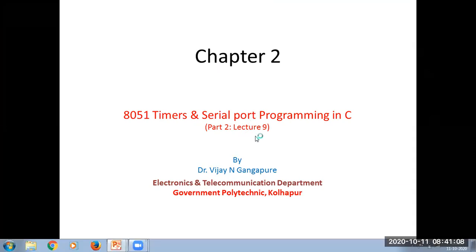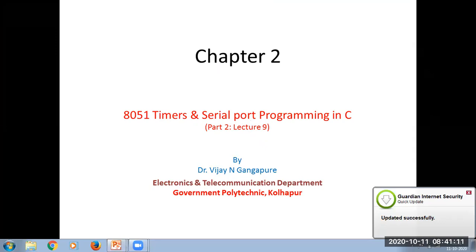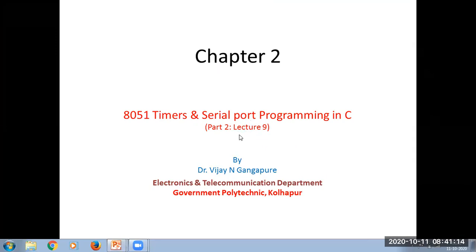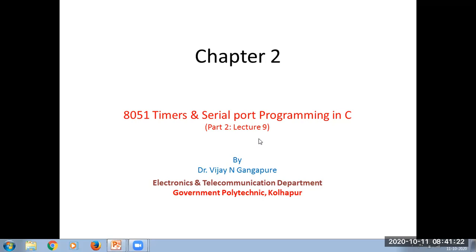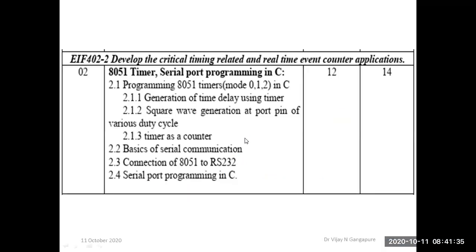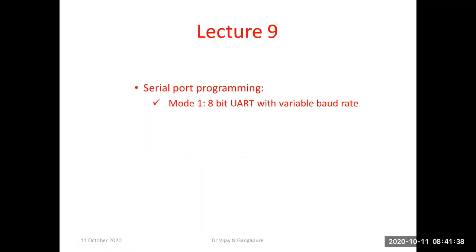So in the previous lecture, lecture number 8 of this part 2, we studied mode 0 of the serial port of 8051, that is the 8-bit shift register mode, which is not real universal asynchronous reception transmission. In this lecture number 9, we are going to study mode 1 of the serial port of 8051, that is 8-bit UART with variable baud rate.